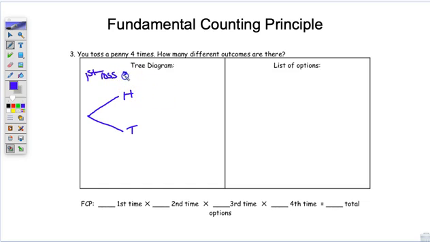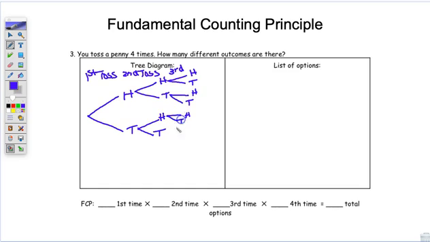For the second toss again, I'm going to have heads or tails for both of those. We're going to do a third toss and even a fourth toss. So at each one of these branches, I need to add another 2 and input heads and tails at the end of those. So at the end of 3 tosses, I have 2, 4, 6, 8 choices, but I need to toss that coin again. So each one of these branches will have another H and T at the end of it.